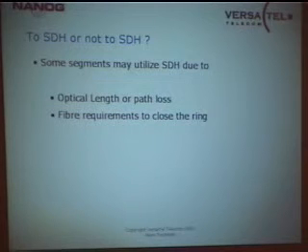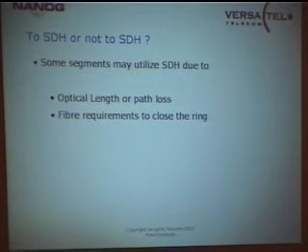We also thought that we may have to utilize SONET or SDH in some segments in our rings due to the optical path length and also the fibre requirements to close the rings. For those of you who've done ring architecture design before, it's very possible for a small ring to have to traverse large amounts of fibre to close it over the redundant path. So we had some fibre cost metrics associated with our decisions as well in terms of the architecture of the network.